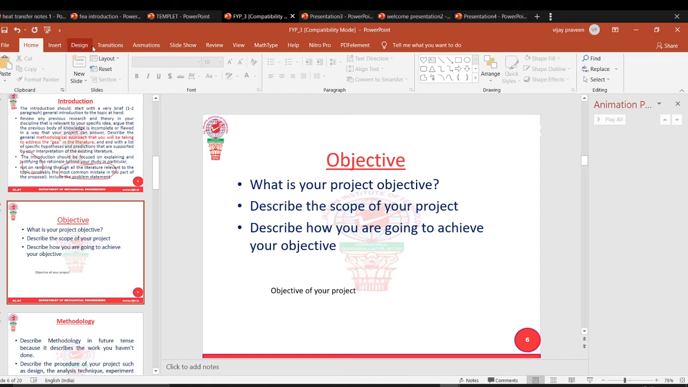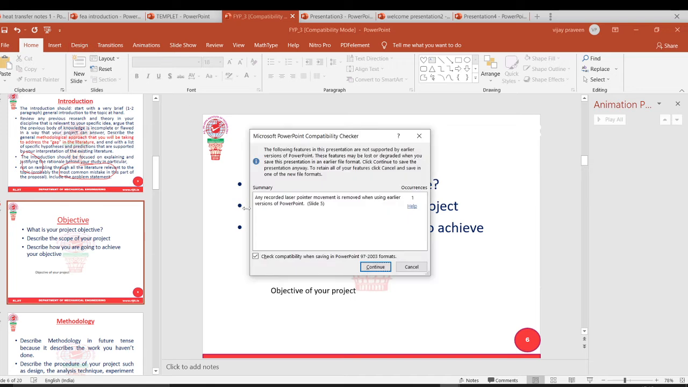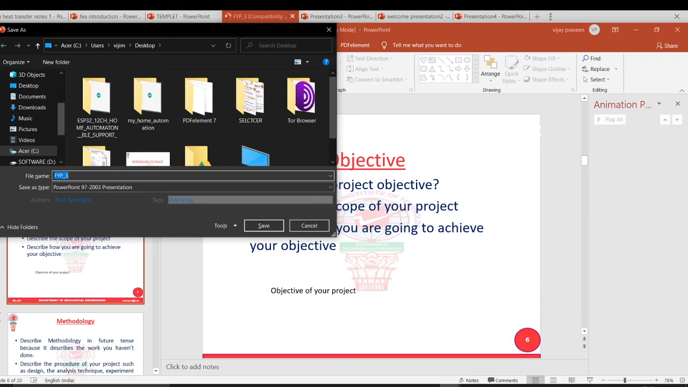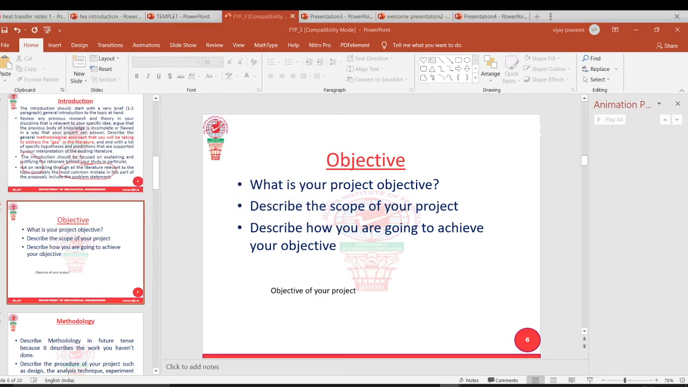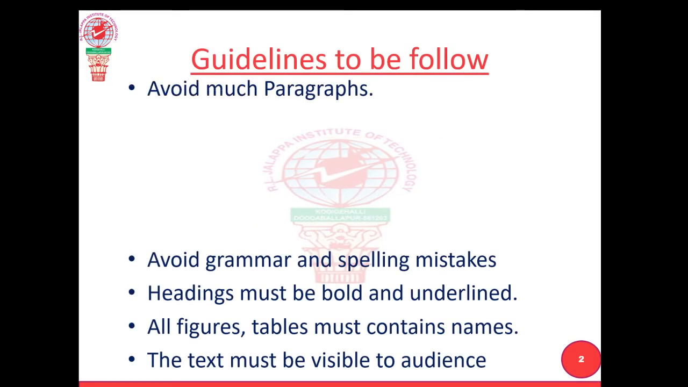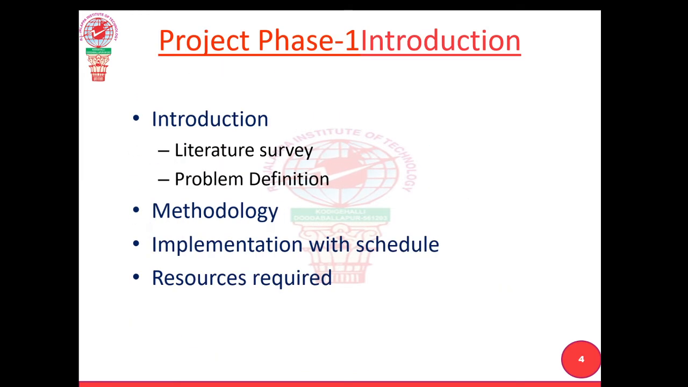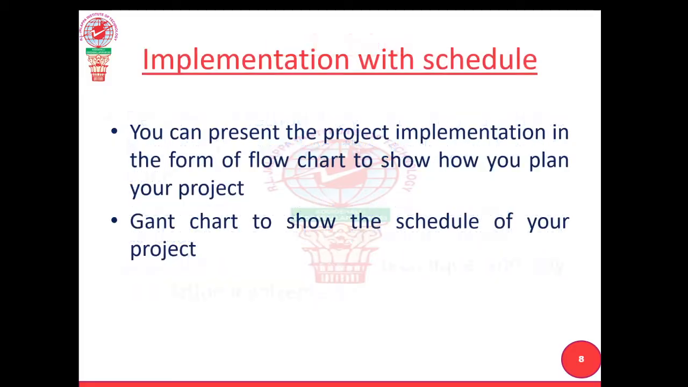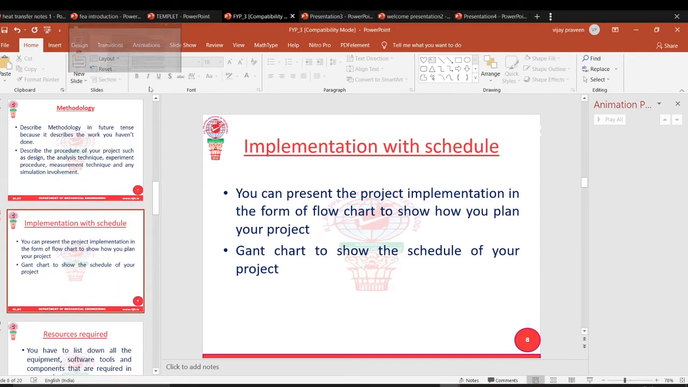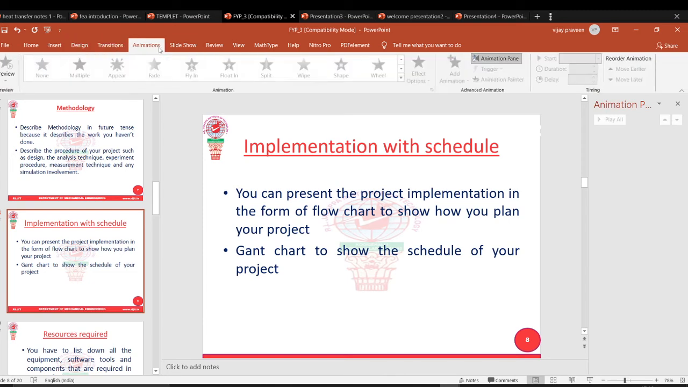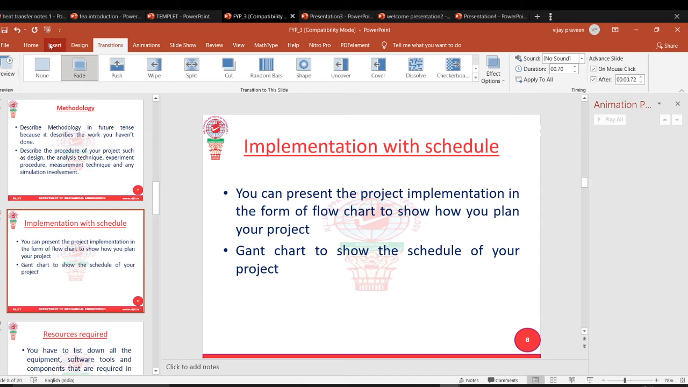Suppose I want to start the slideshow. The shortcut key is F5. So what happens if you press F5? Automatically the slideshow starts from the beginning. Press Escape to end the slideshow.